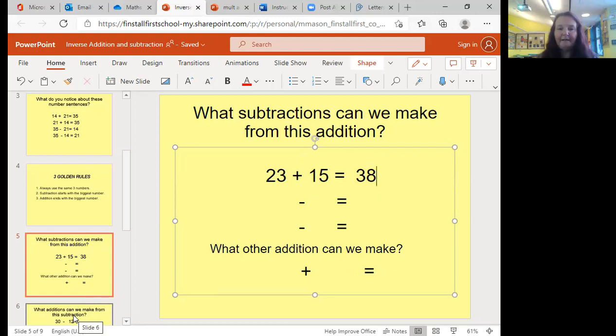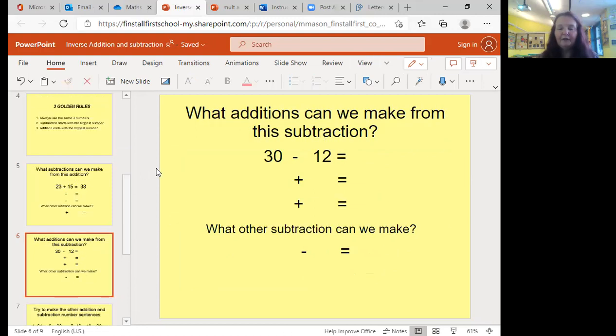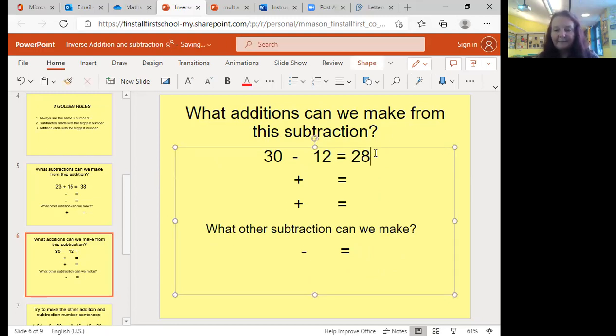Okay, let's move on. Right, I've got a takeaway question here. 30 take away 12, and I'm going to tell you the answer. It's 8, not 28, silly Mrs. Barton, it's 18. Right, using these numbers here, can you do 2 add questions? I'll give you a clue. The biggest number needs to go at the end. Right, pause the video now while you have a practice.